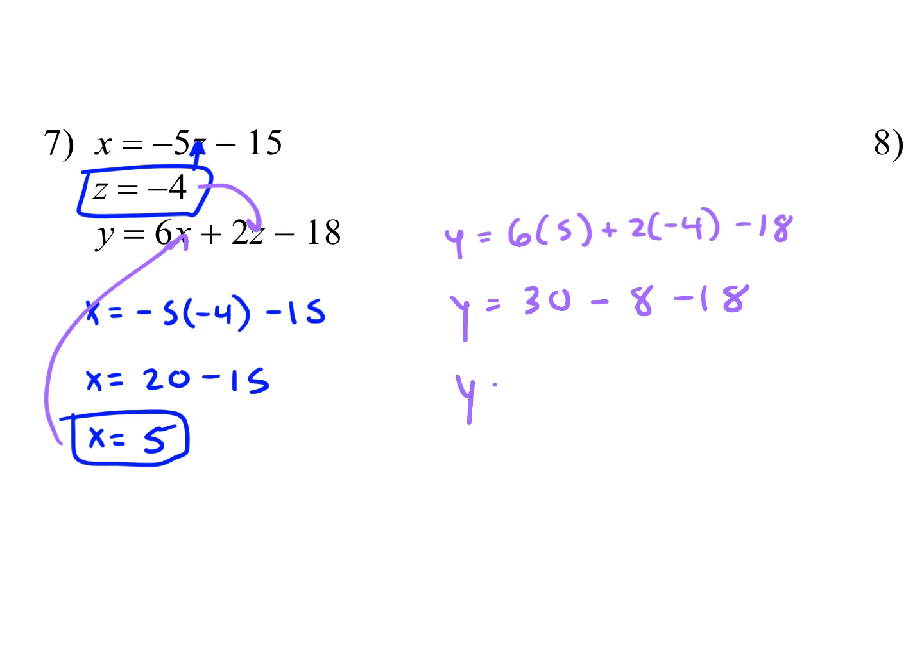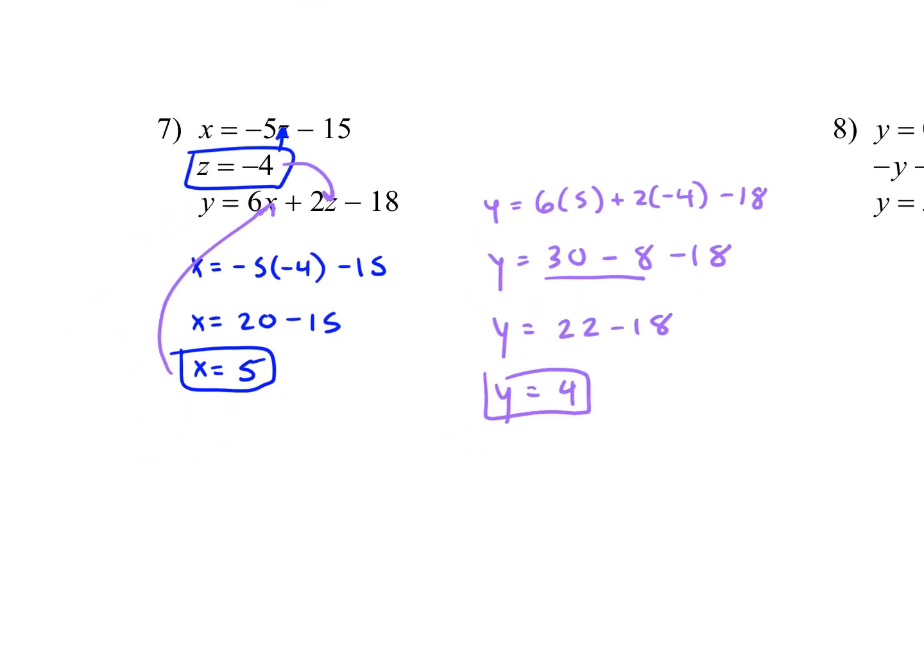What should I do next? Combine like terms. So which one should I subtract first? I'm going to do 30 minus 8, because when it's all addition and all subtraction, just go from left to right. So what's 30 minus 8? 22. And what's 22 minus 18? 4. So y equals 4. Do I have all my answers now? Yeah, I got x, y, and z. So how do I write my answer? X, comma 4, comma negative 4. 5, comma 4, comma negative 4.